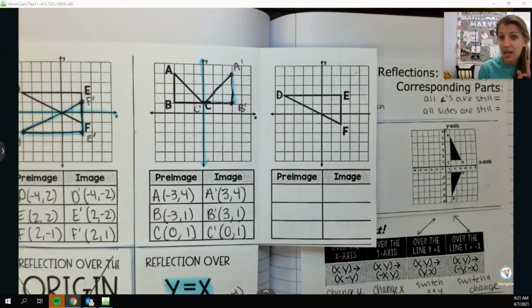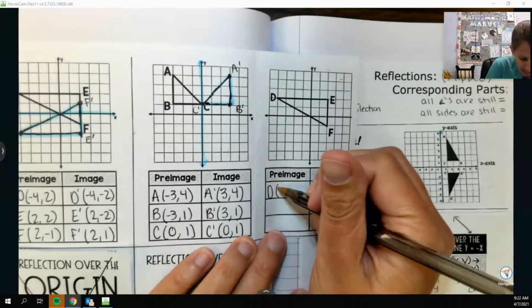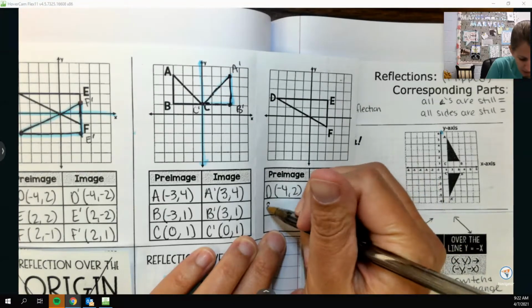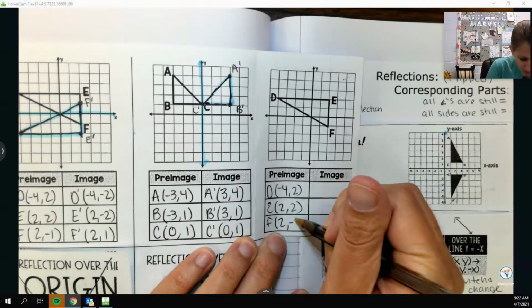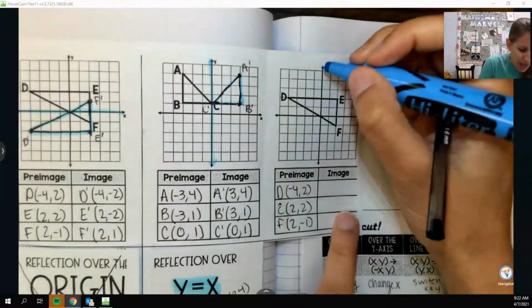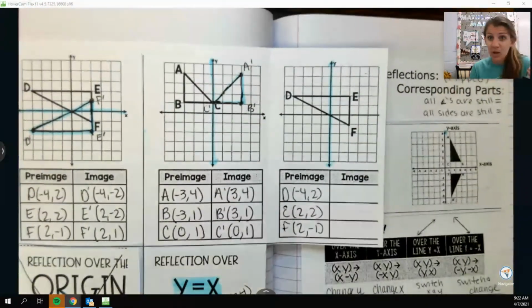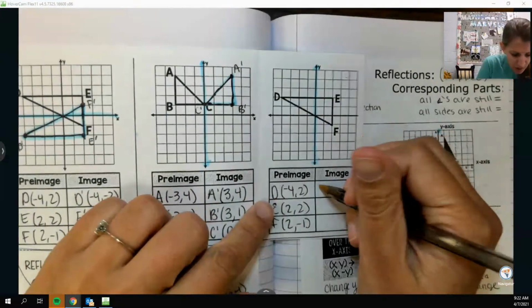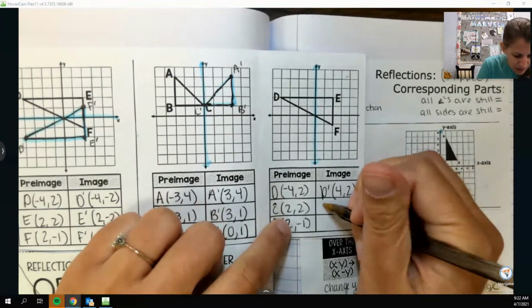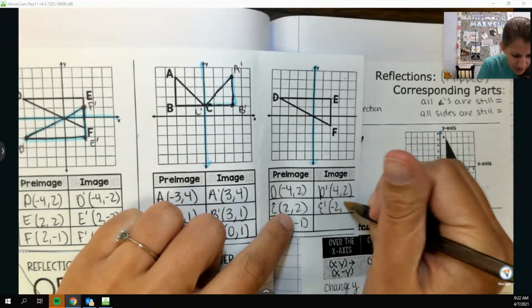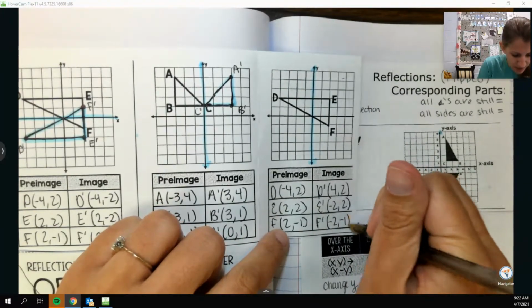Alrighty, on this one here, I'll do the opposite way. So let's say we write down all of our points first, like D is at -4, 2, E is at 2, 2, and F is at 2, -1. Because I'm going to reflect over the y-axis, I'm going to only change X. So D prime, if I only change X, will be 4, 2. E prime will be -2, 2. And F prime will be -2, -1.